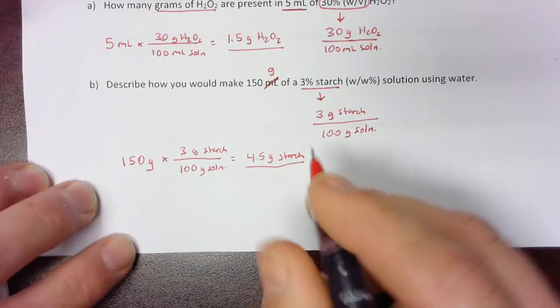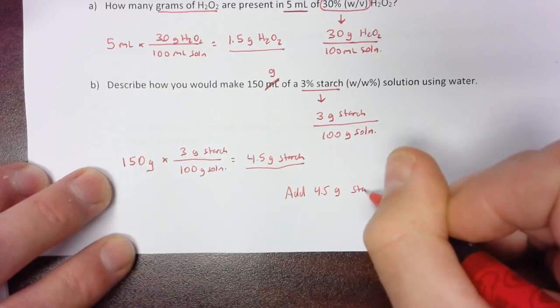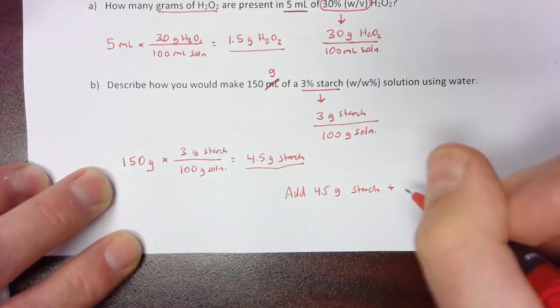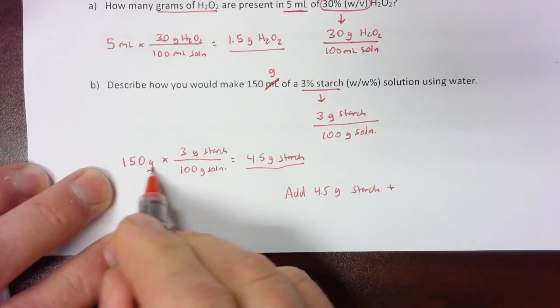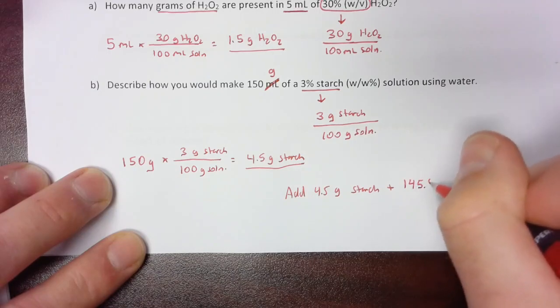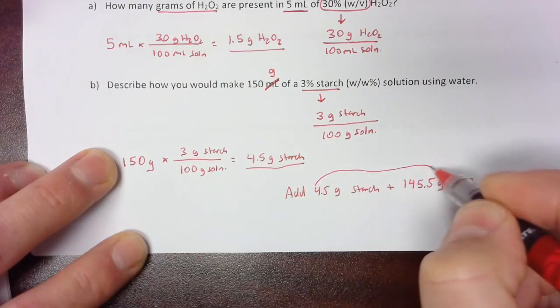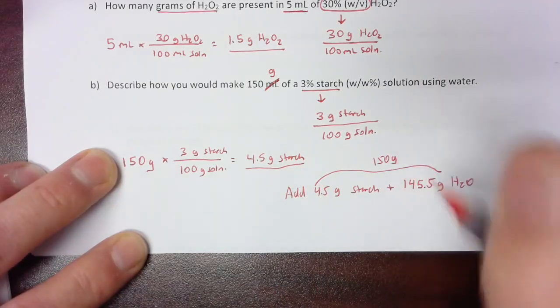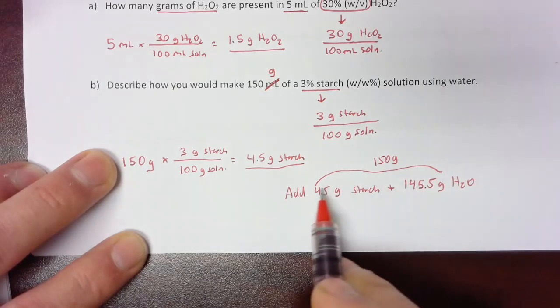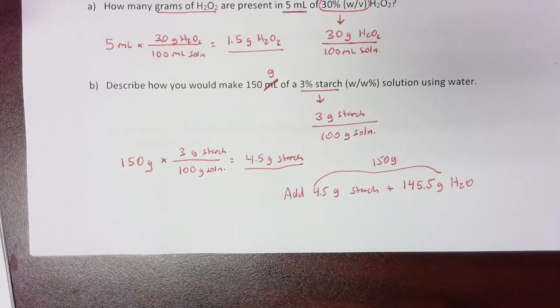Well, I would add 4.5 grams of starch plus, not 150 grams of water, I would add 145.5 grams of water, because the total needs to be 150 for the whole solution. Remember, solution is solute plus solvent. So I'm going to add 4.5 grams of starch plus 145.5 grams of water to get the total to be 150 grams.